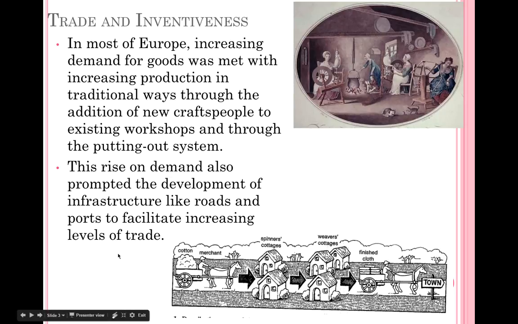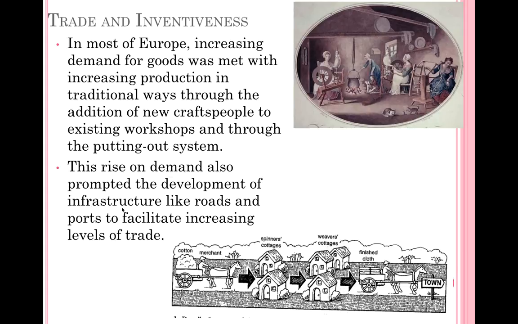The rise in demand also prompted the development of infrastructure like roads and ports to facilitate increasing levels of trade. Population growth and increased agricultural productivity were accompanied by a growth in trade and a fascination with technology and innovation, aka, how can we do this for cheap?